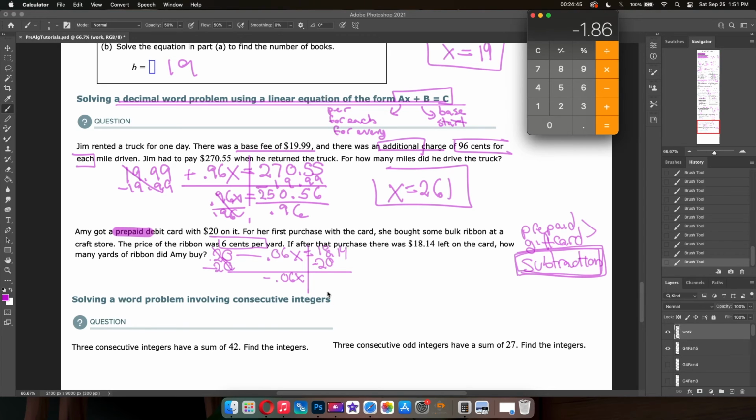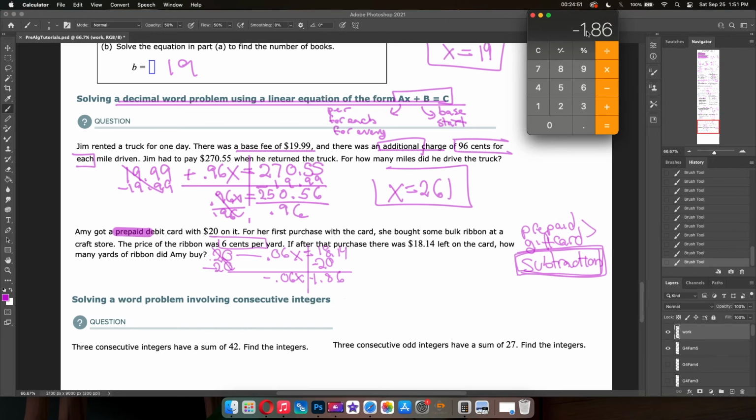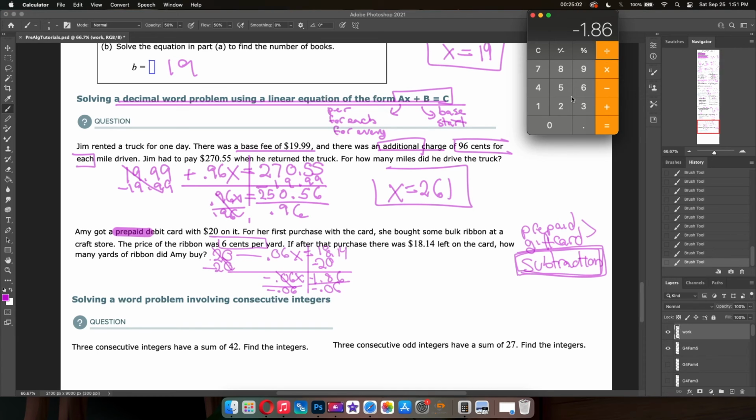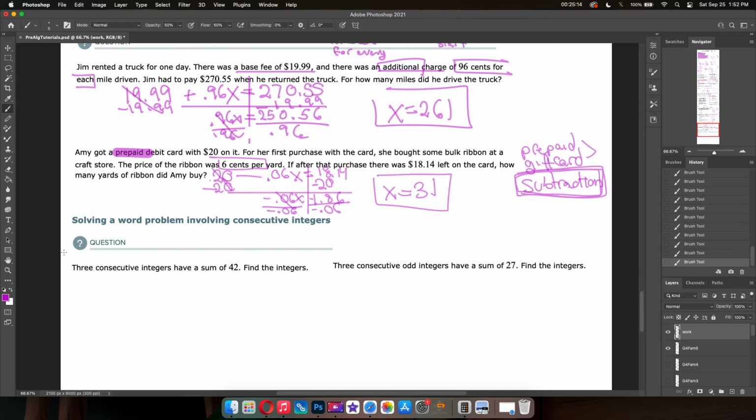t is 186. 1.86. And you'll notice it was negative. I probably did that too fast. Yes, it was negative 186. And now we divide by the negative 0.06. Divide by the negative 0.06 equals 31. X equals 31 yards. There we go. And then let's see here.